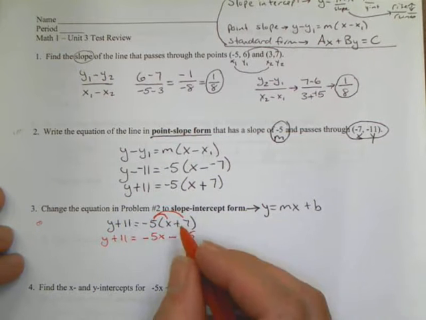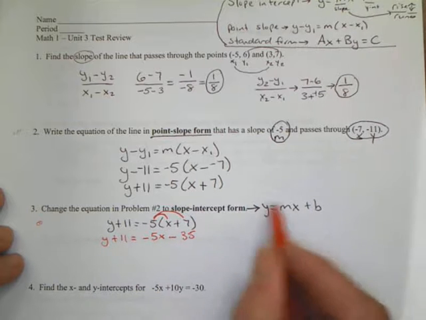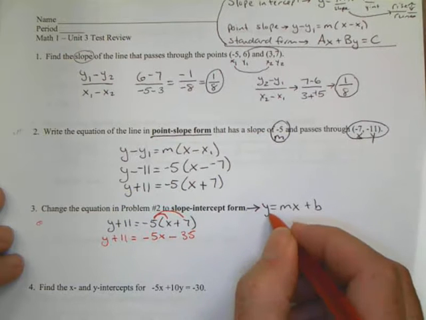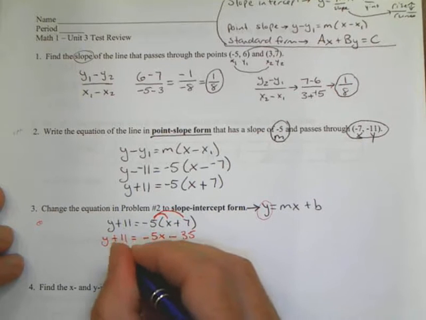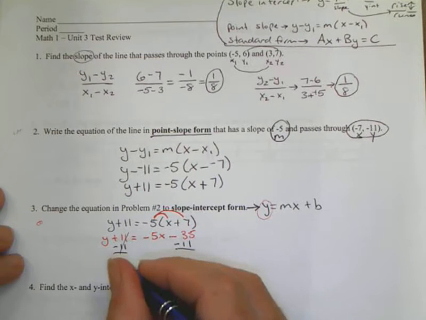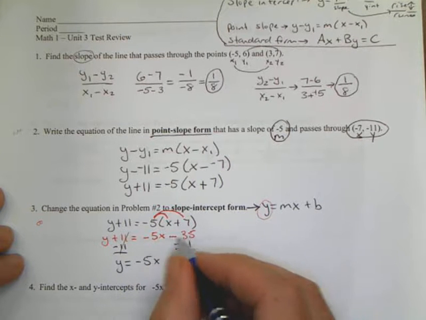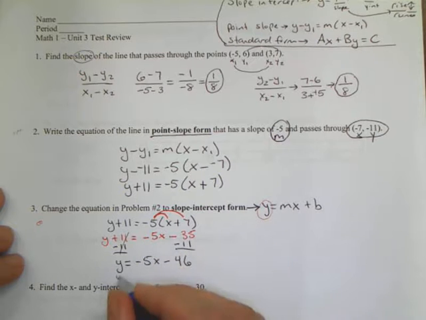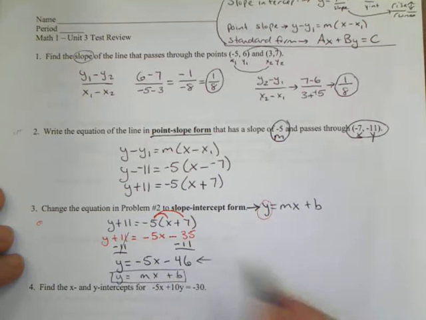Because I used the distributive property right here, now I have y values, x values, no parentheses. I'm getting a little closer to what this looks like, but I want to make sure I end up with just the y by itself. So to do that, I will subtract 11 from both sides. That will cancel out there. So on the left side, I'm left with y equals negative 5x, and then I have negative 35 minus 11, for minus 46. So now I'm in that y equals mx plus b form, the slope-intercept form. So my answer is right there.